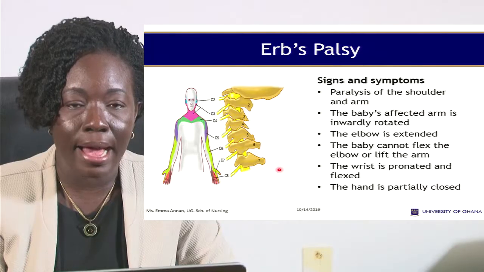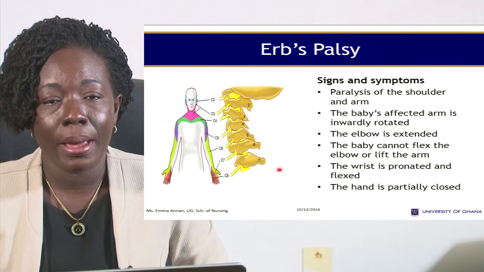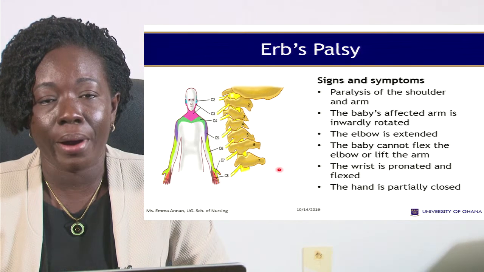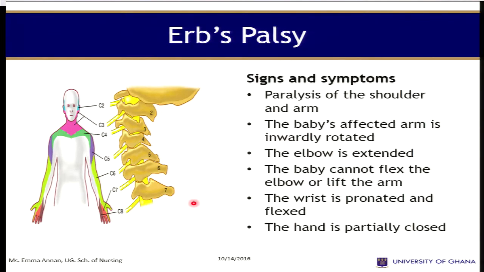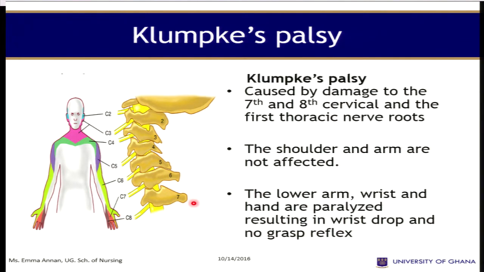So the signs that the baby usually presents are the following: paralysis of the shoulder and the arm. The baby's affected arm is inwardly rotated. The elbow is extended. The baby cannot flex the arm. The wrist is pronated and flexed, and the hand is partially closed. So let's look at the Klumpke palsy. It's caused by damage to the 7th and 8th. So here is the 7th and the 8th.